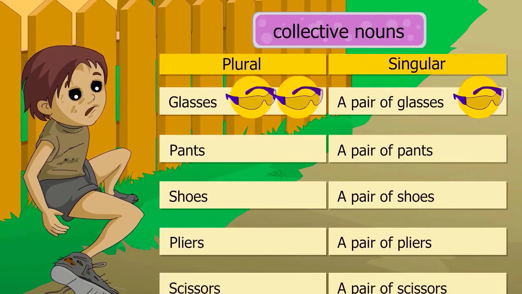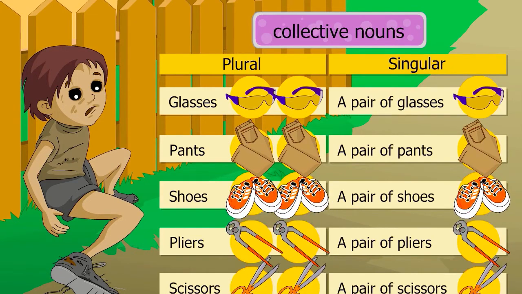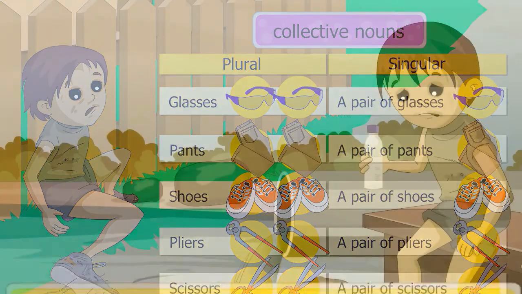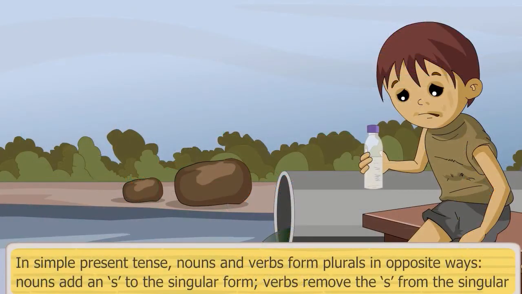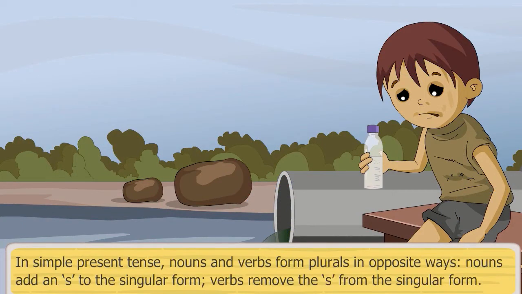Collective nouns like glasses, pants, shoes, pliers and scissors are regarded as plural unless they're preceded by the phrase a pair of. In the simple present tense, nouns and verbs form plurals in opposite ways. Nouns add an s to the singular form, verbs remove the s from the singular form.